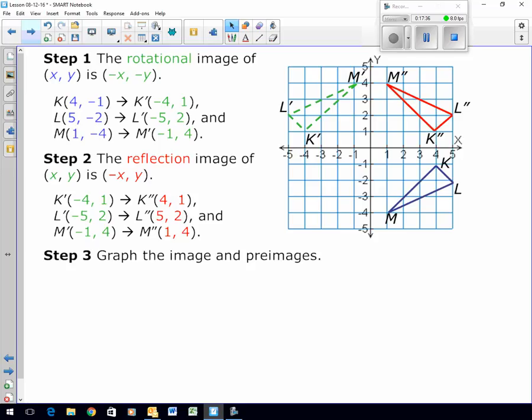Here it is. Here are some steps. Rotate the image 180 degrees. Remember, I took the opposite of X, the opposite of Y. And then after I do that, I reflect the image across the Y-axis. The Y coordinates stay the same. X coordinates change. I'm taking the opposite of each. Here we go. Then I graphed it. That last part.